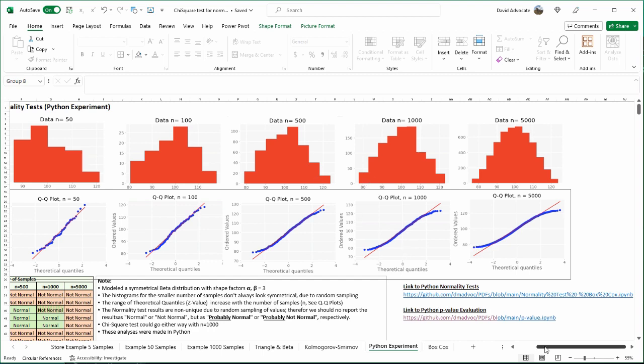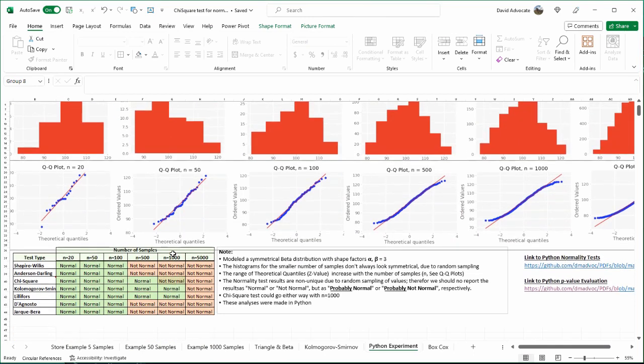A table was created to show the results of this analysis for different types of normality tests. And at the lower sampling levels, we see that they all show normal distributions. And as we get higher in the sample range, we start to see that some of these tests are more sensitive and produce not normal distributions. At 1,000, the chi-squared gives ambiguous results. Sometimes when you run the test, it's normal, and sometimes not normal. And by 5,000, all of them say not normal.